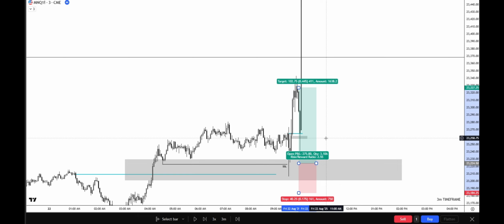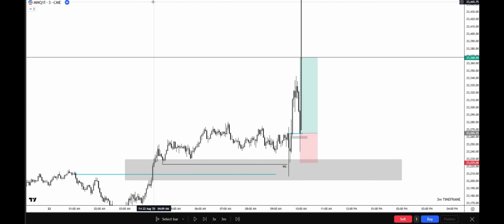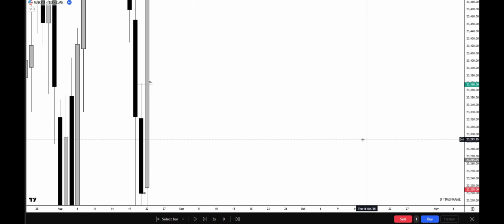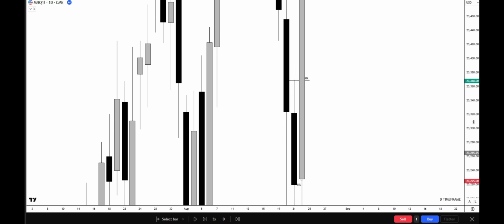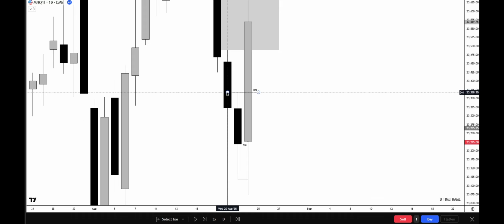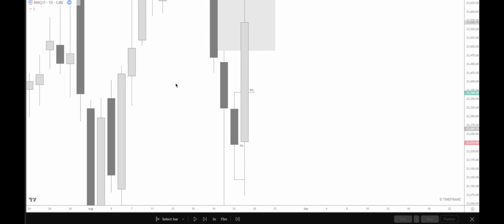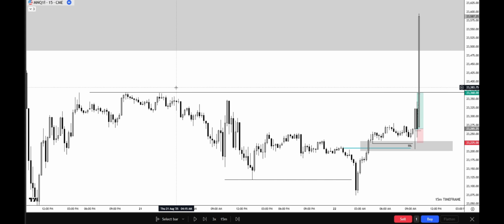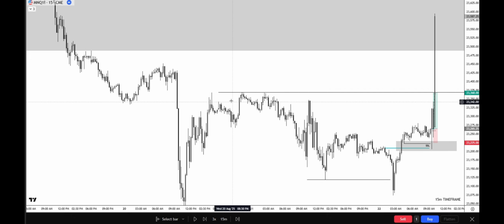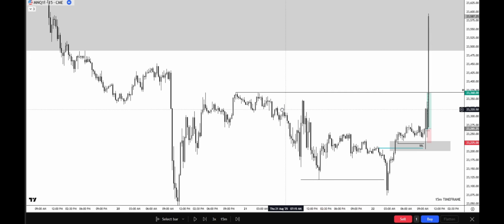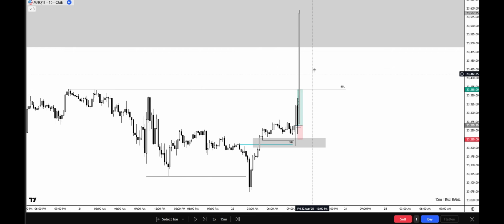This is what it looks like. If I go with daily, this was my previous day high as well. This was lining up my external DOL to my internal DOL. This is my previous day high followed by some equal highs or triple highs, and we instantly sweep.